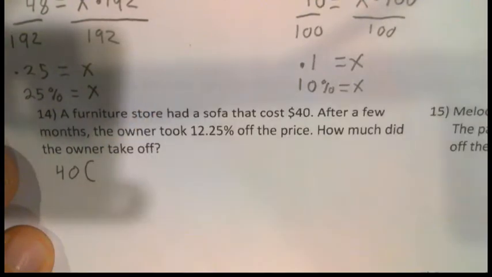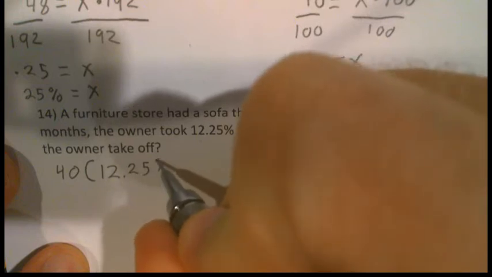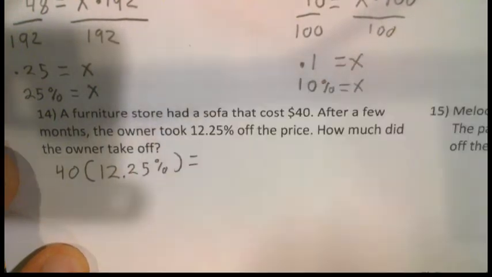So I'm going to take my $40, multiply by the percent, 12.25%. And that is going to equal my discount.